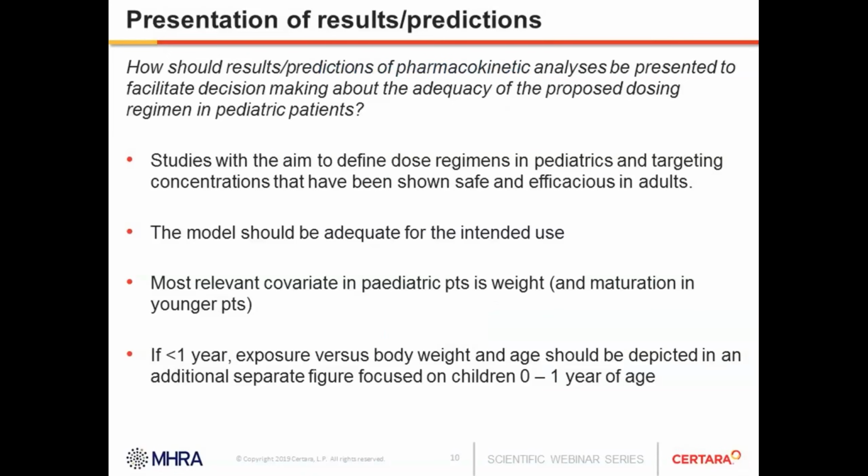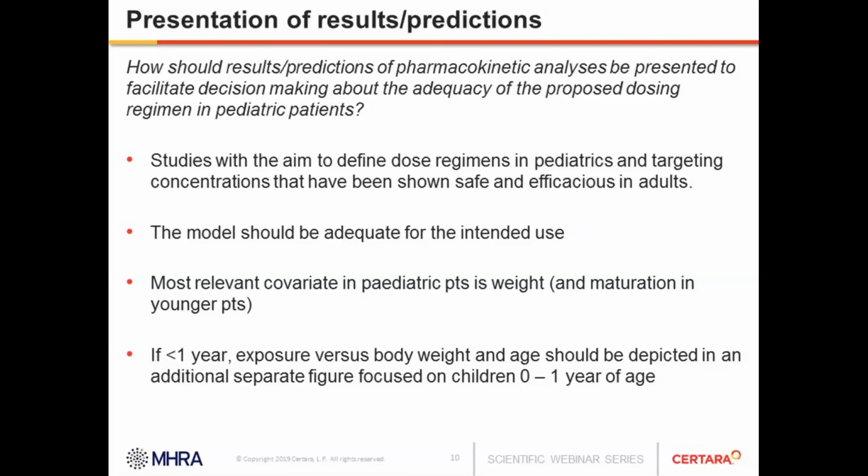So when we're looking at these studies and the population PK modelling, the aim of the exercise is, of course, to define a dosing regimen in pediatrics and potentially target a concentration that's been shown to be safe and efficacious in adults. However, this is not always the case, and we'll go into that in a little bit more detail later on. So the population PK model, or the PBPK model, for instance, should be adequate for the intended use, of course, and it should be fit for purpose.